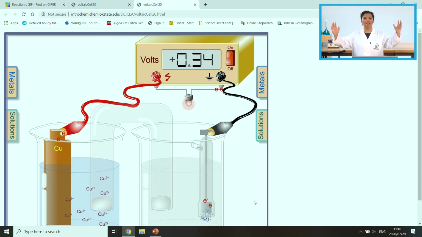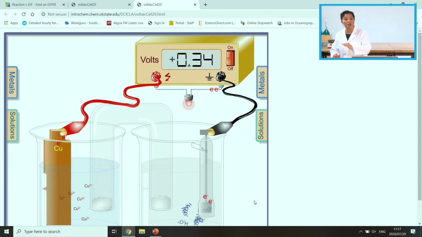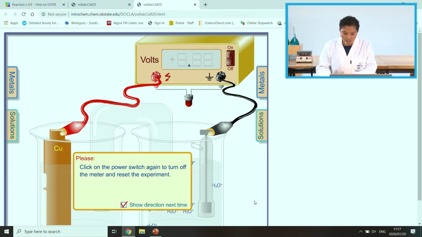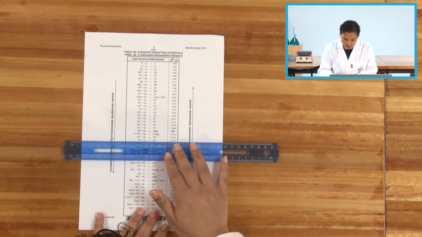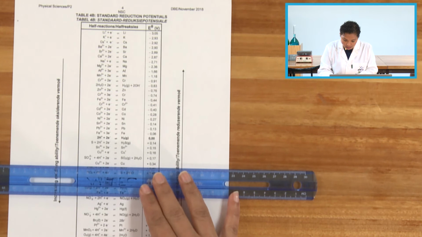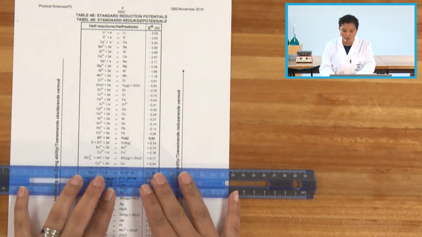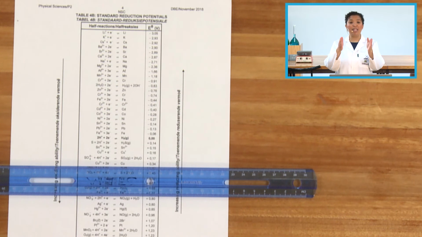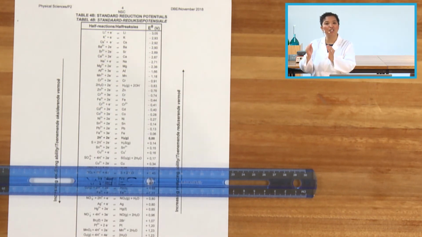So let's switch on the voltmeter, and there we go. Voila. Our E0, that's red, for copper metal against the standard hydrogen electrode is positive 0.34 volts. Now let's go and have a look at copper metal in our table 4B. So in table 4B, if we look at copper 2 plus ions in equilibrium with copper metal, that E0 of the cell is positive 0.34 volts. Now we know exactly where we got it from. We got it from it being measured against a standard hydrogen electrode.